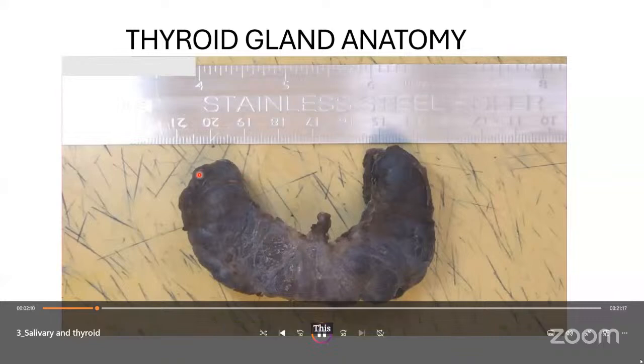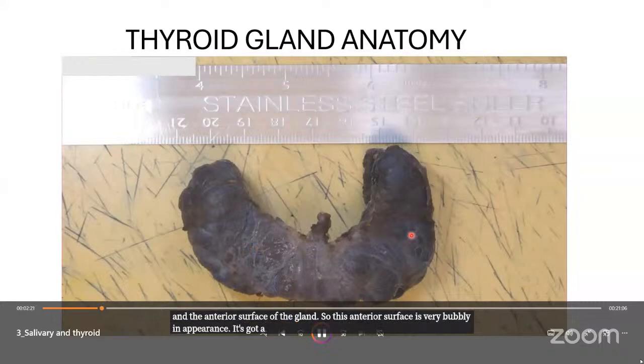Now, if you imagine this thyroid is inside you in a patient, the patient would be facing us. This is the patient's right lobe. This is the patient's left lobe and the anterior surface of the gland. So this anterior surface is very bubbly in appearance. It's got a capsule on the surface. The right and left lobes of the gland are connected by the central isthmus.